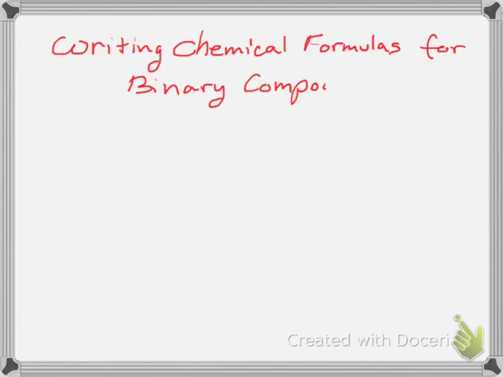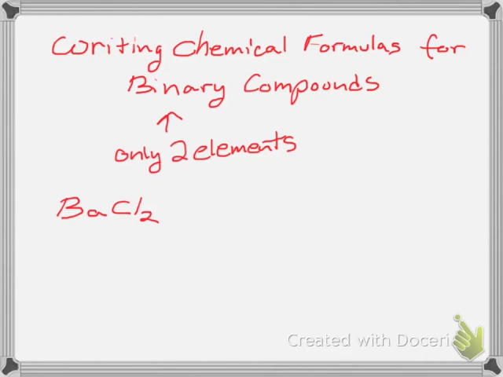In this video, we'll talk about how to write chemical formulas for binary compounds. You'll recall that binary means that there are only two different elements within the compound. So you've already learned that if you have the formula BaCl2, you can name that and call it barium chloride.